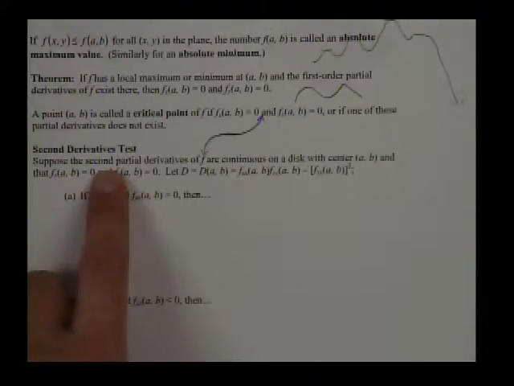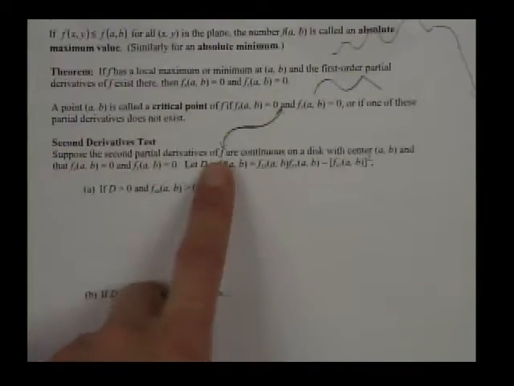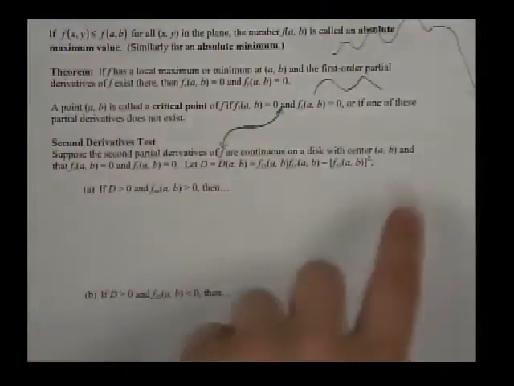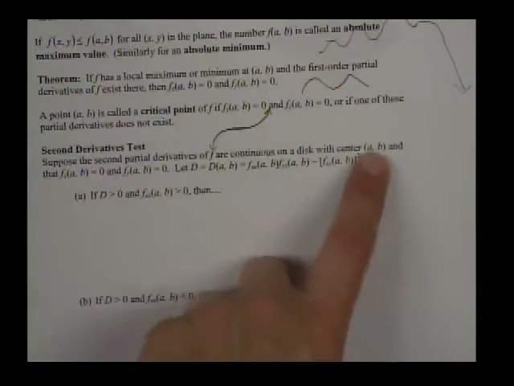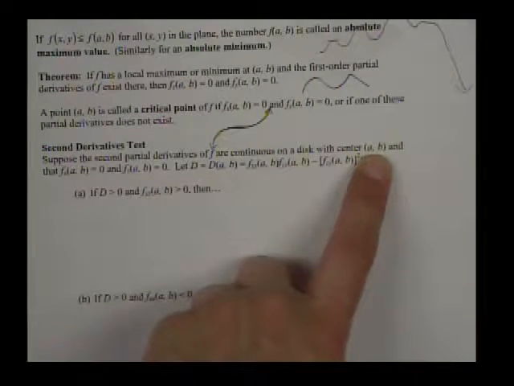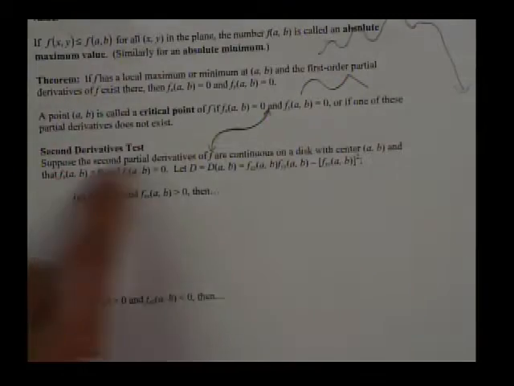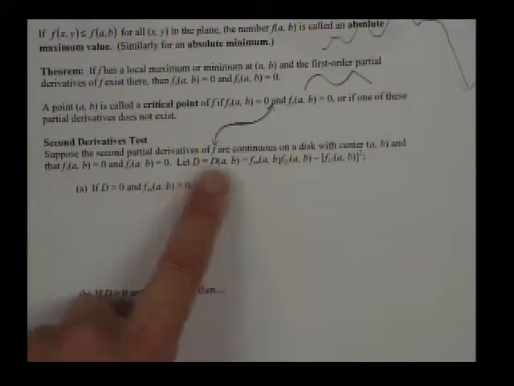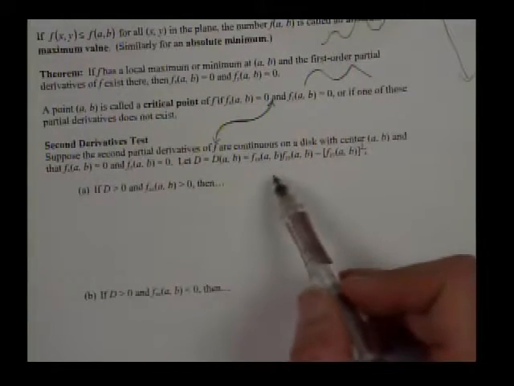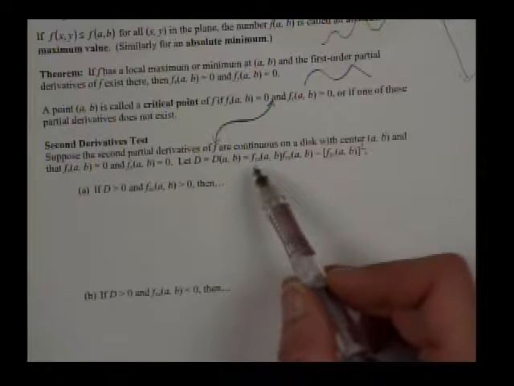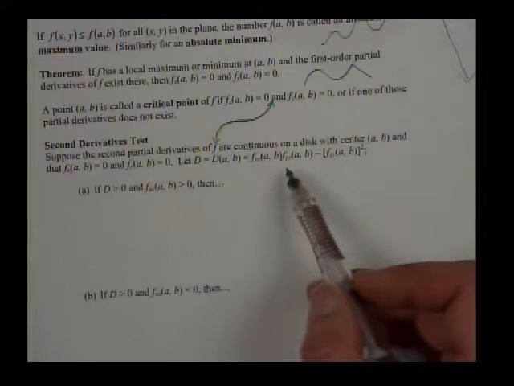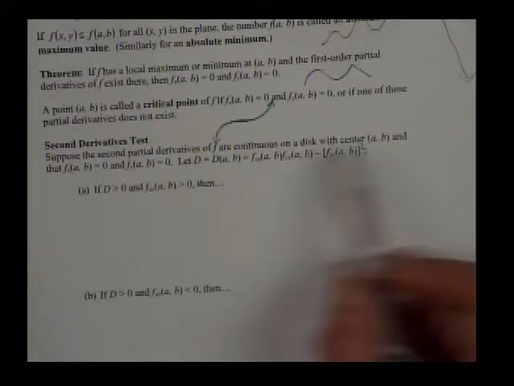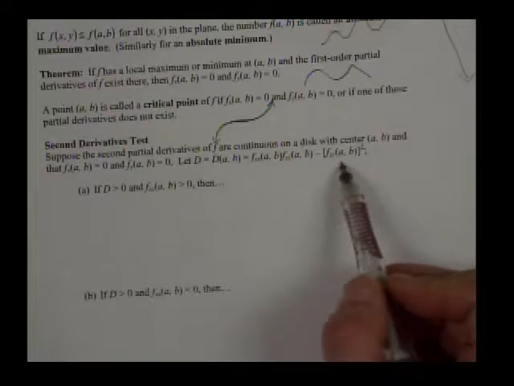So it says, suppose the second partial derivatives are continuous on an area centered at the point where we think there might be a local max or min. The first partial derivatives are 0. Then they define this capital D to be the product of the second partial with respect to x times the second partial with respect to y minus the mixed partial squared.